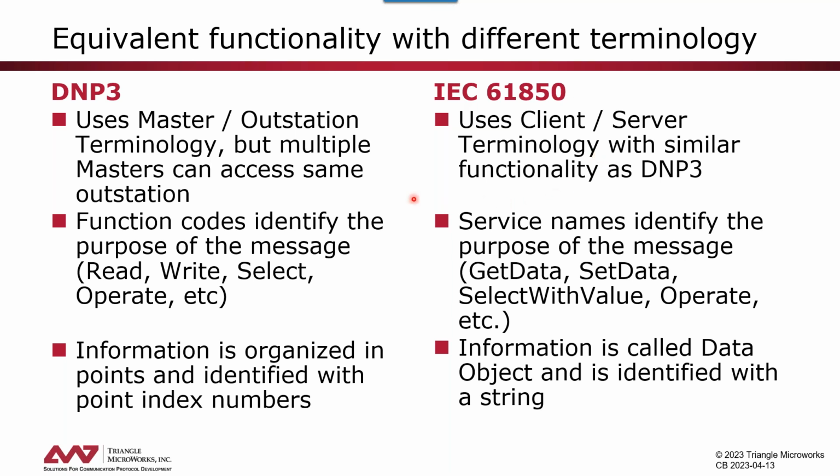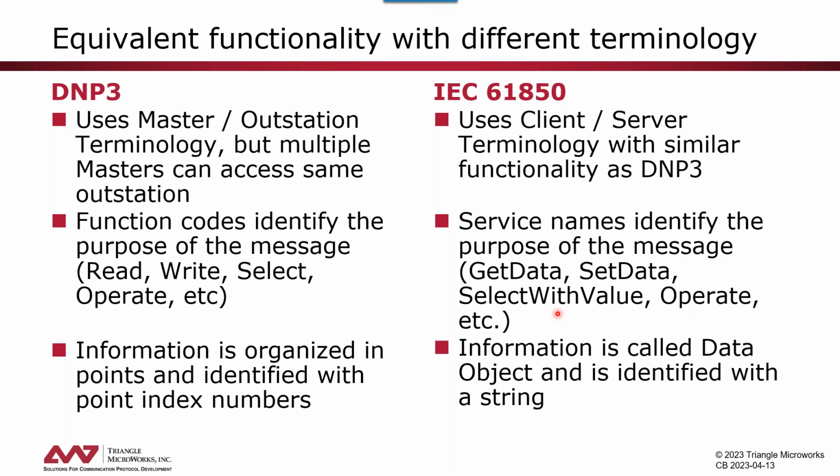When we talk about the communication services in DNP3, we typically call it function codes, what is identifying the purpose of a message. And we have messages like read, write, select, or operate. In IEC 61850, we call those services. Service names identify the purpose of the message. But we have similar services, like we have a get data, which corresponds to the read. We have a set data service. We have select with value, which is the select service, and we have operate. So the services we have are very similar. They have just a little bit different names, and we call them services.